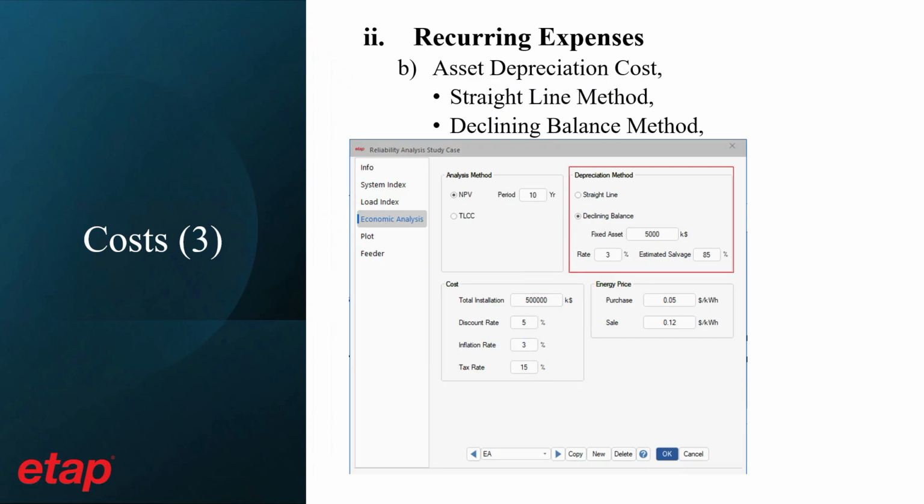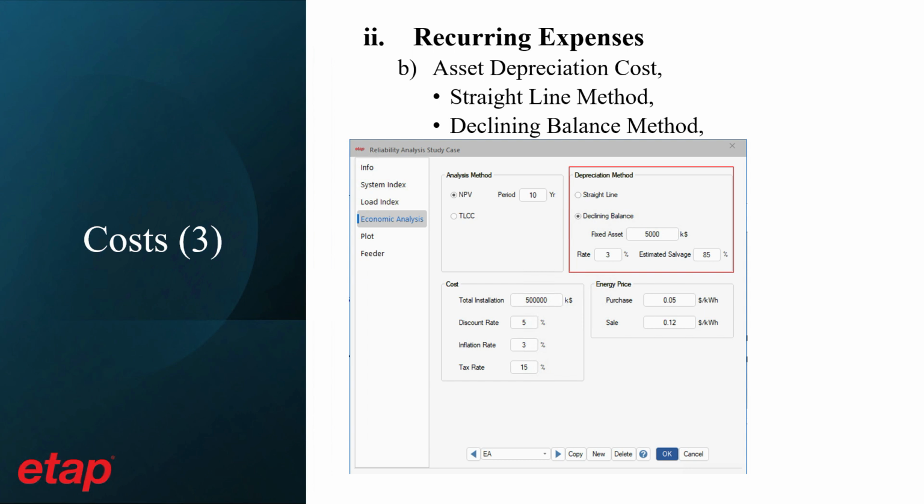The second type of cost that we include in ETAP corresponds with the depreciation of the assets. So you may know that assets are subject to depreciation, which causes their value to drop as time goes. This reduction in the value of the system assets is generally modeled as an additional cost for the system, and it is referred to as depreciation cost.